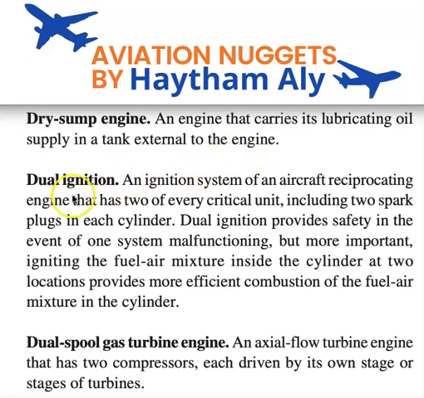We also understand now why most engines have a dual ignition system. We said that this is for safety and redundancy, and more important, we need to ignite the fuel-air mixture at different locations inside the cylinder of the reciprocating engine or the combustion chamber of the gas turbine engine.